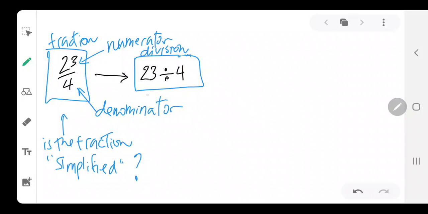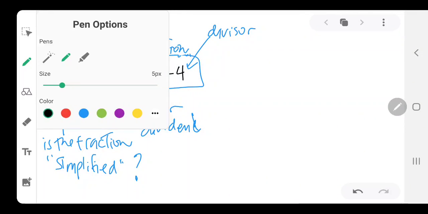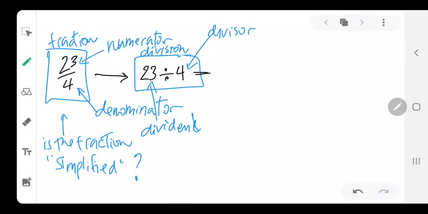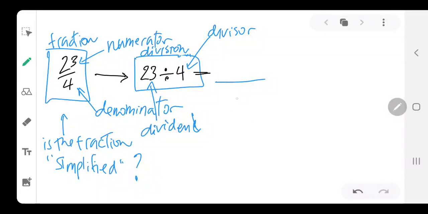The numerator of the fraction becomes the dividend of the division. The denominator becomes the divisor. And of course, because it is an operation, it can produce a result. So it's going to equal something, and the thing that it's going to equal also has a name. The name of the answer of this operation is a quotient.